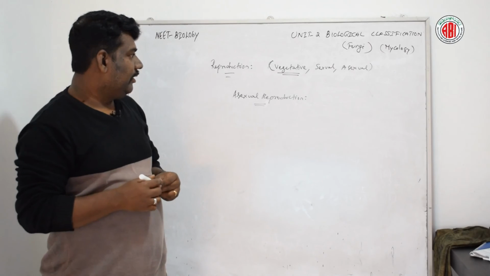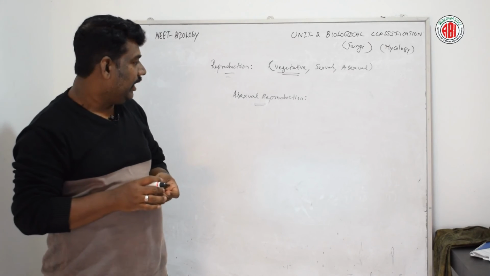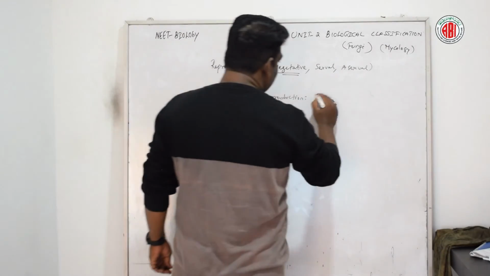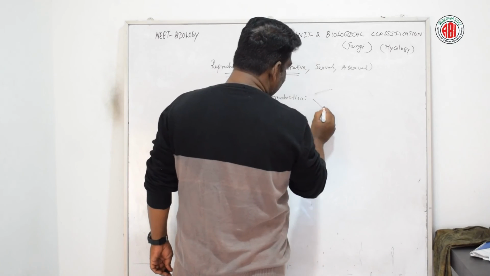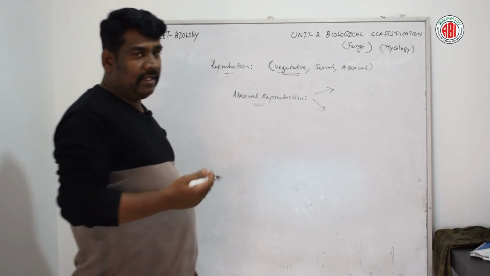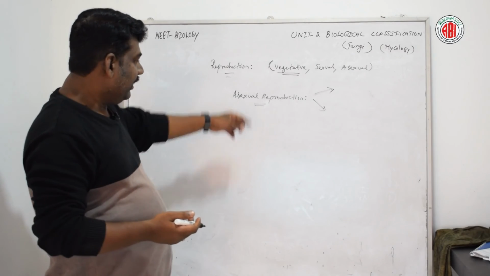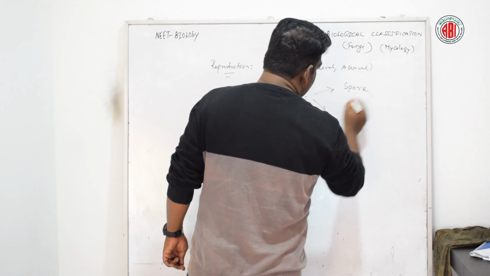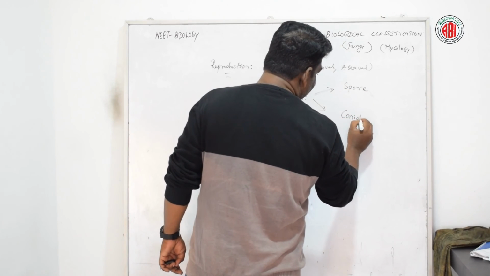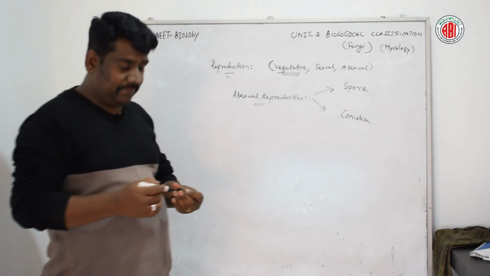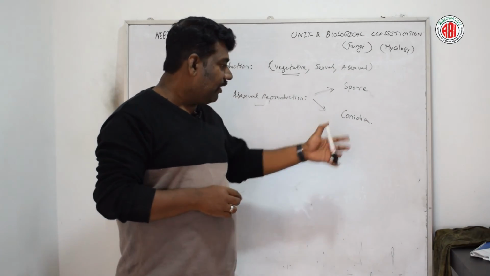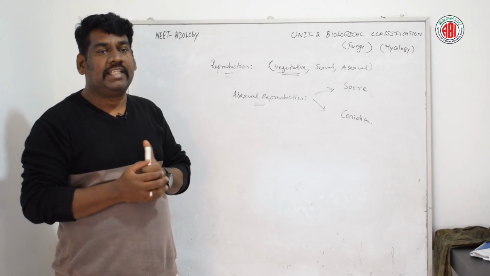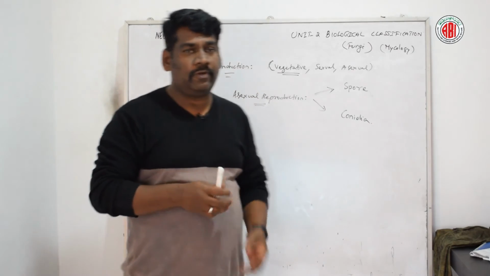Organisms belonging to the fungi can also undertake asexual reproduction. Here we are going to discuss two different methods of asexual reproduction. One is called spore formation and the other is called conidia formation. By means of the formation of spores and conidia, the fungus is involved in the asexual mode of reproduction. First, let us talk about spore formation.